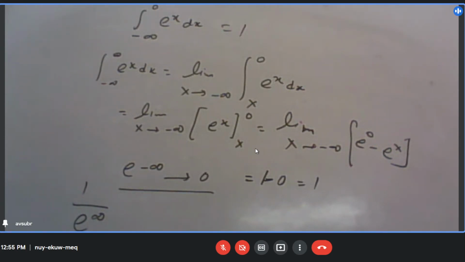So this is the value of this improper integral. I hope it is clear. Any questions? All right.